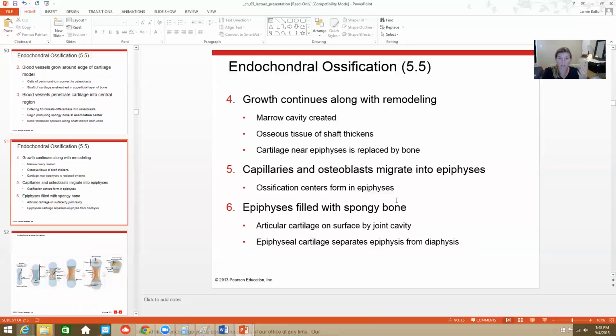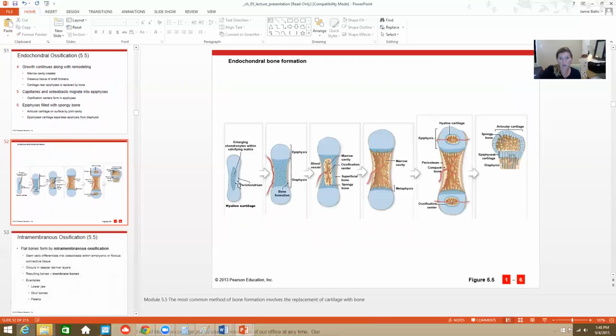So that marrow cavity is basically created, that tissue can continue to expand and replace the cartilage. Capillaries and other osteoblasts can migrate to the ends or the epiphyses, and then those epiphyses are filled with spongy bone. So you have this whole piece of cartilage, and it begins to become vascularized, lots of nutrients coming to the area, and then ossification can occur.